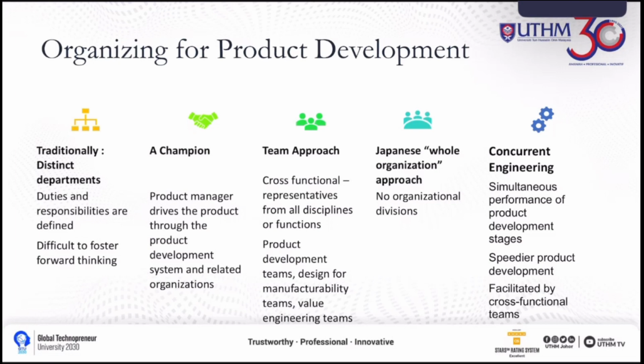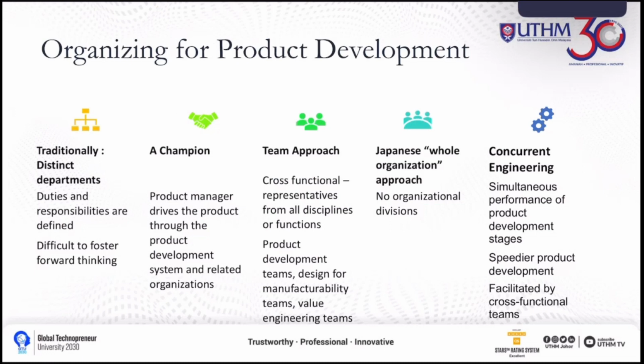Okay. The next one would be the team approach, which is cross-functional representatives from all disciplines or functions. They have departments, but they take only a few representatives to make one team for that project. So a product development team, a design-for-manufacturability team, a value engineering team. These are examples of having one team as your structure.